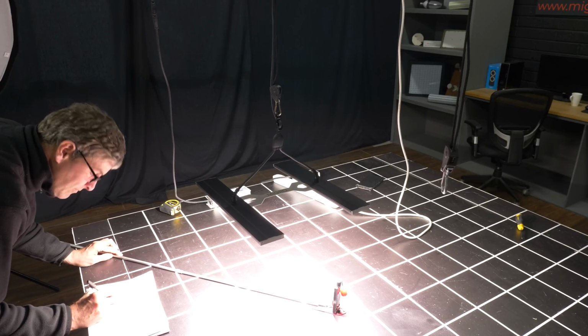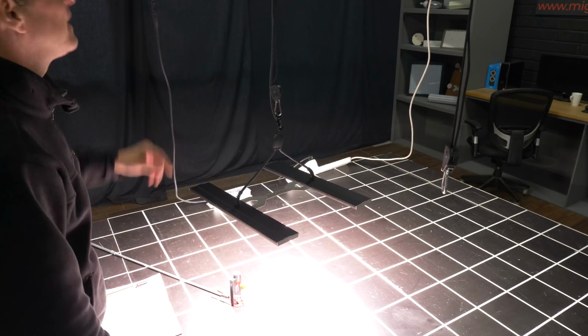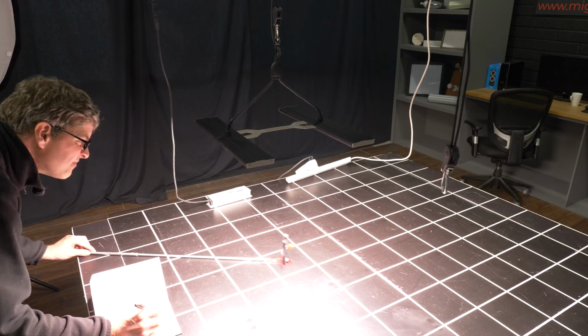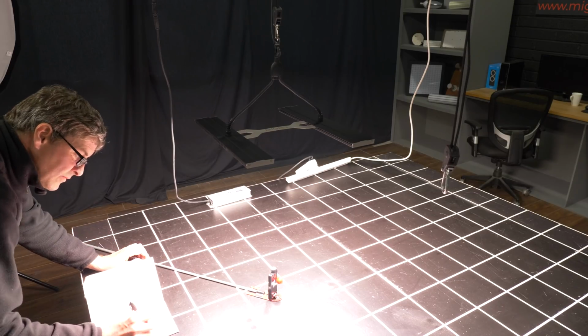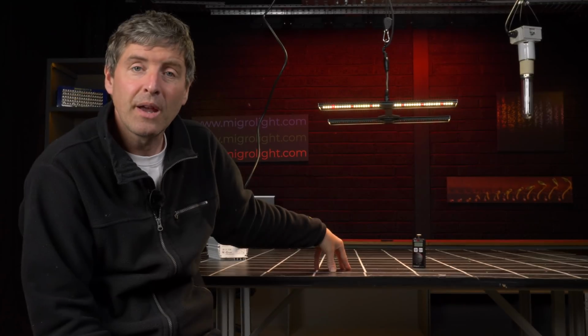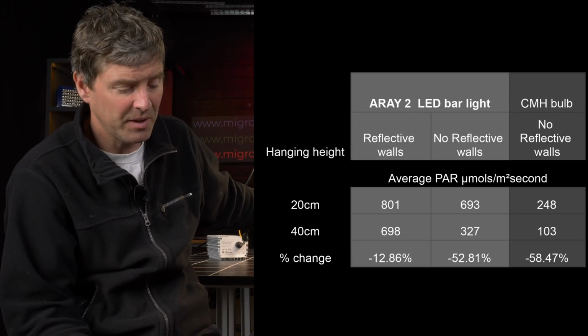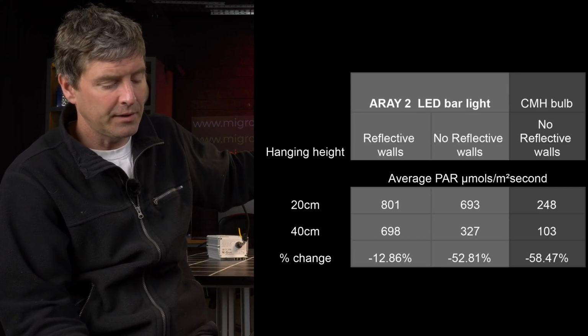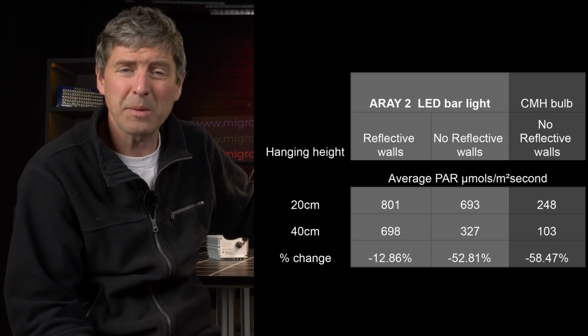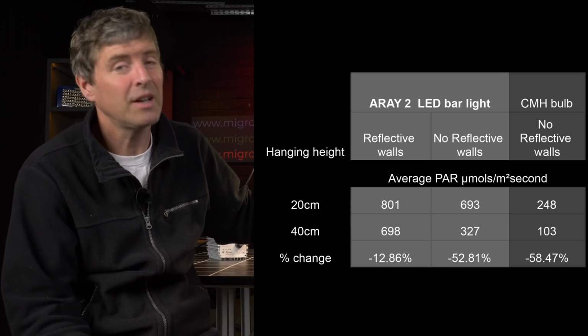So the tests. As I said, this is the Array 2 Pro here, a 130 watt or thereabouts LED bar light, sat into a 2x2. I measured that at 20 centimeters and 40 centimeters, so at 8 inches and 16 inches, with and without reflective walls. And it's interesting to see the results. So, first test at 20 centimeters with reflective walls, I got an average power of 801. This is hemming the light in, keeping the light in. At 40 centimeters, so doubling the height, the intensity was nowhere near a quarter, it only dropped by about 12%. So it should have dropped by 75%, it only dropped by 12%.